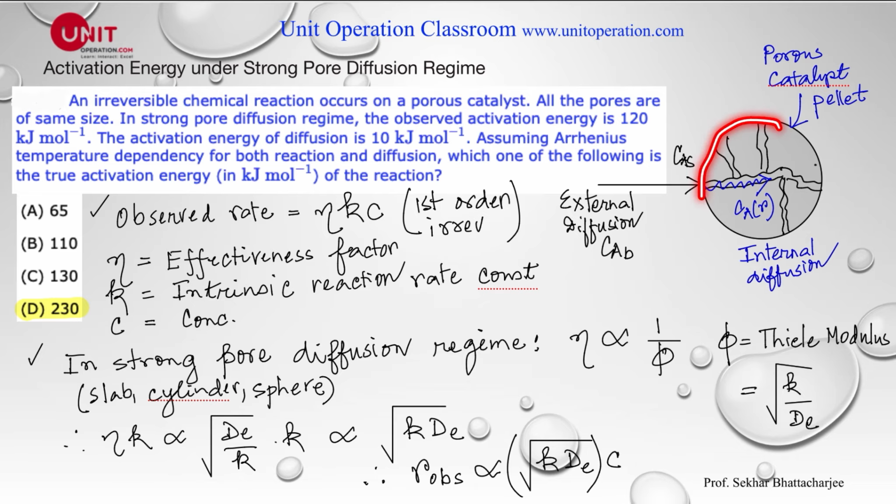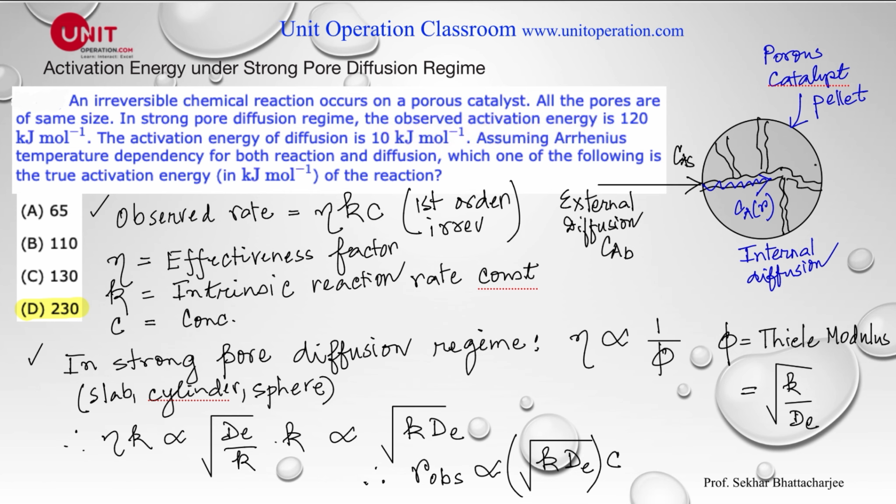So let's assume this is a porous catalyst and it's immersed in a bulk gas of the reactants, of course, products, everything is here. All the pores are of the same size. In strong pore diffusion regime, the observed activation energy is given. Let's see what happens.